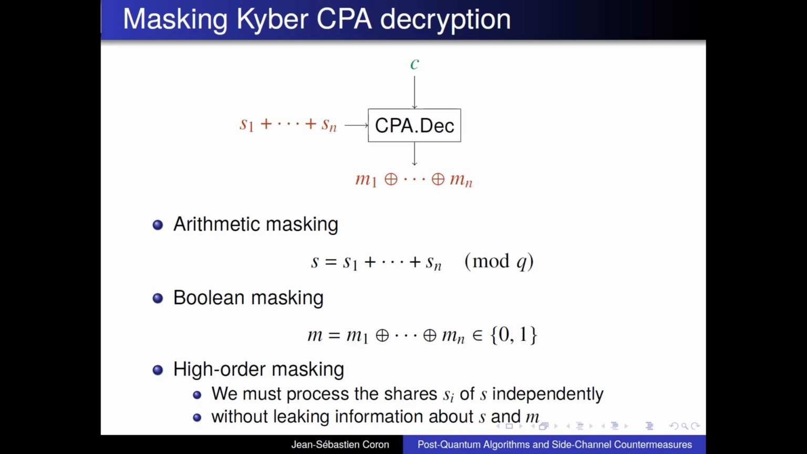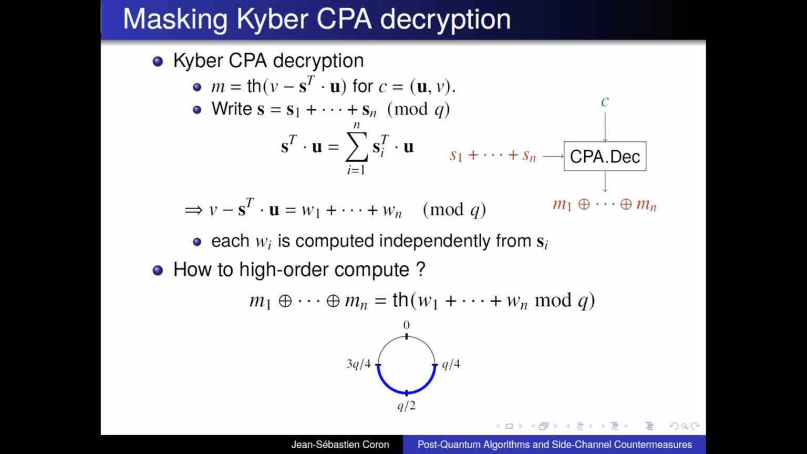So let me explain how this can be done for Kyber. For Kyber decryption, you recall that M is the threshold function applied to V minus S^T times U, where the ciphertext is (U, V). Now if we assume that the secret key, the private key S, is shared among n shares modulo Q, we see that this first operation is completely linear.